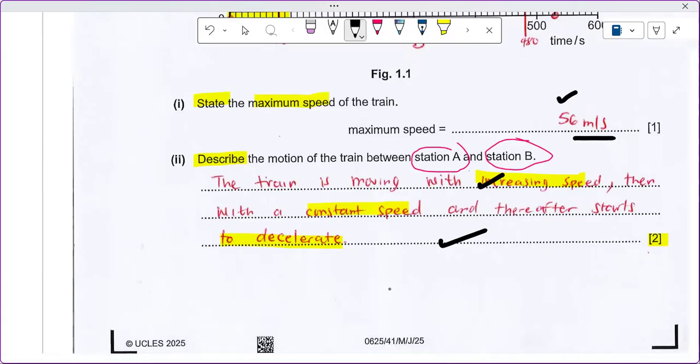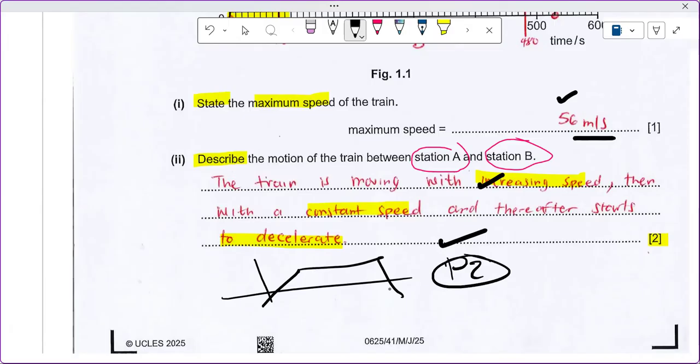It's very important that you look at the command word and at what you need to describe. Just be careful generally. Go through your notes where we describe speed time graphs and what they look like. This is also going to be very important for paper 2 multiple choice, when you need to know how to describe and how to find that.